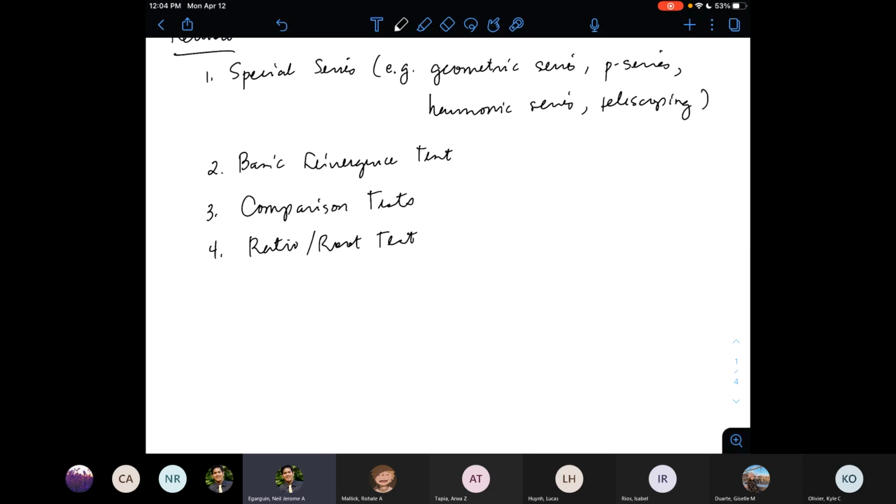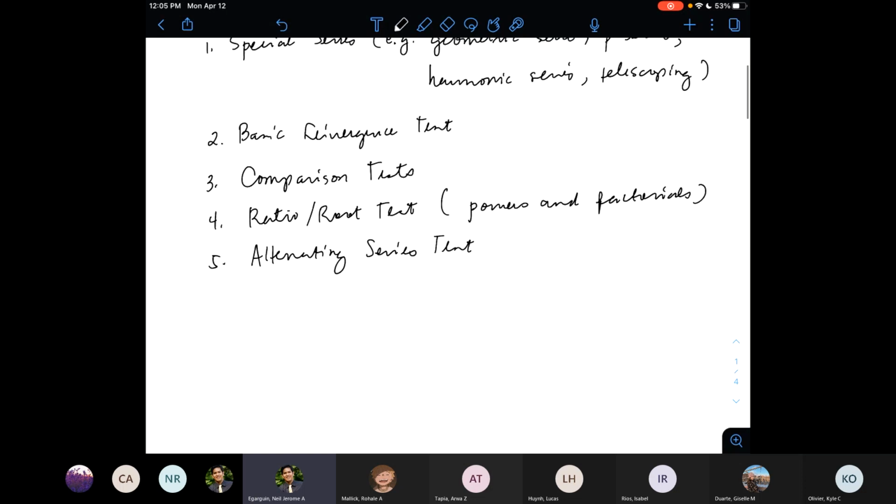The ratio and the root test would be extremely handy when dealing with powers and factorials. We'll remark on this more later, right? And then if the ratio or the root test won't apply, then you can try the alternating series test. But this only works if you have an alternating series, so a series that alternates between a positive and a negative term. And if all of these fail, then you can try the integral test.